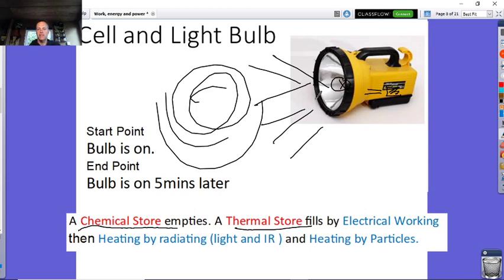And then what we say is it's going to warm up the air on the outside by two processes: by heating by radiation, which is like the infrared I mentioned before, and also, because the particles heat up, you've got heating by particles as well. I won't get bogged down, or you shouldn't get bogged down, by these. They are tricky. We don't expect exam questions on them, but we are now moving away from forms of energy to stores of energy.